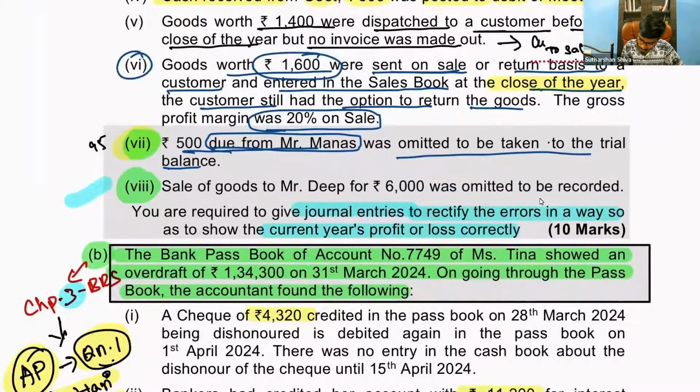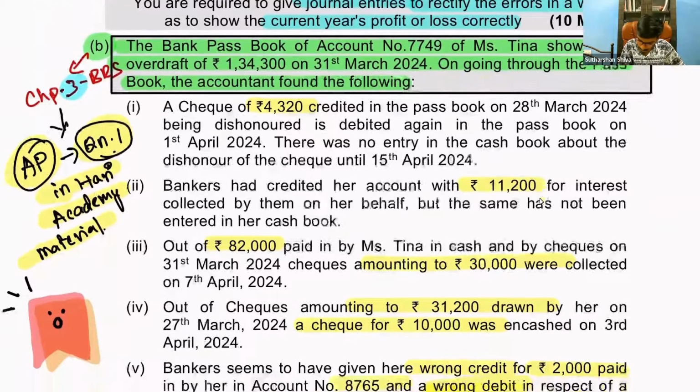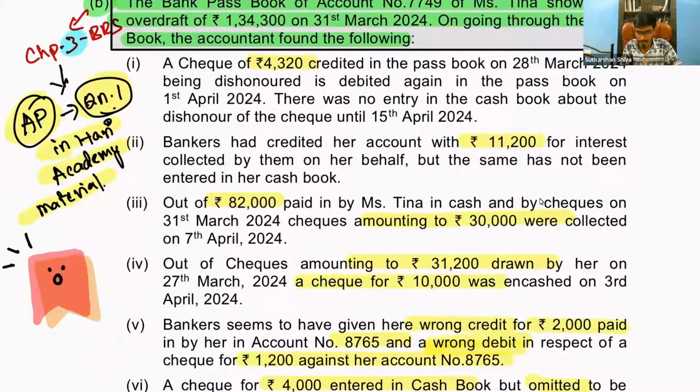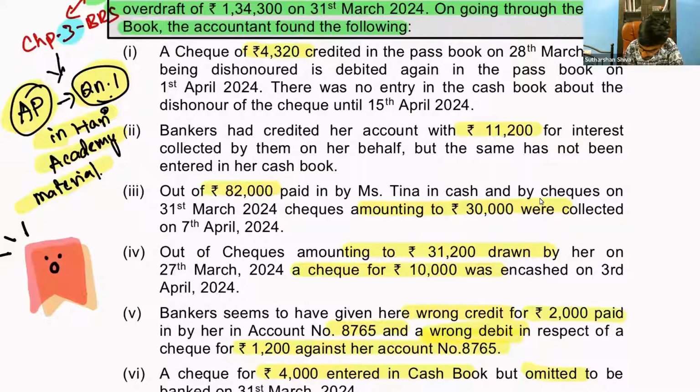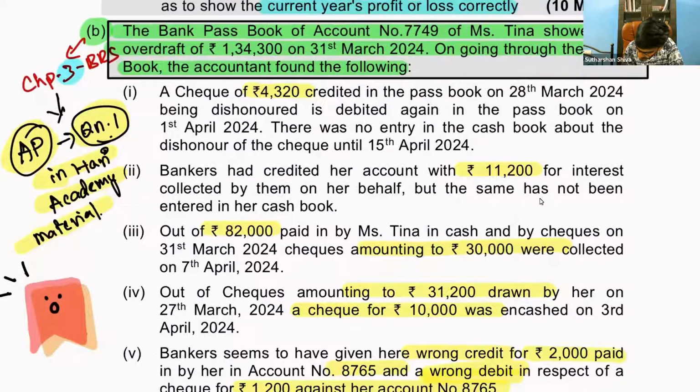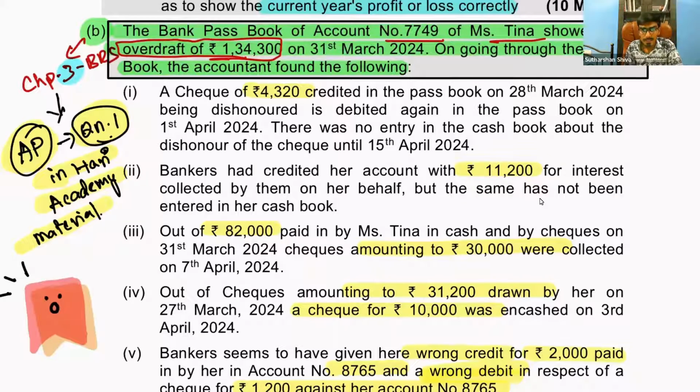Next, we'll go for 3B. The 3B we will simply prepare in 2 or 3 methods. I won't spend much time on that discussion. I completely discuss this and I will quickly go to the answer part. They have given a bank passbook of Mrs. Tina showing an overdraft value of 1,34,300. So 1,34,300 is the overdraft value it is showing. On going through the passbook, the accountant has found. So here it is simplified that you are going from passbook to cash book.